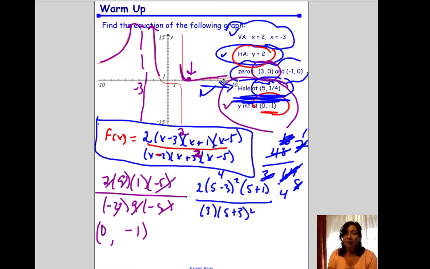I just want to be really clear that when you're doing these problems, especially when you're doing these on your test that's coming up in a week or so, you have to plug in your answers to check. You've got to plug in those points, because that's going to verify whether you got the correct equation or not.